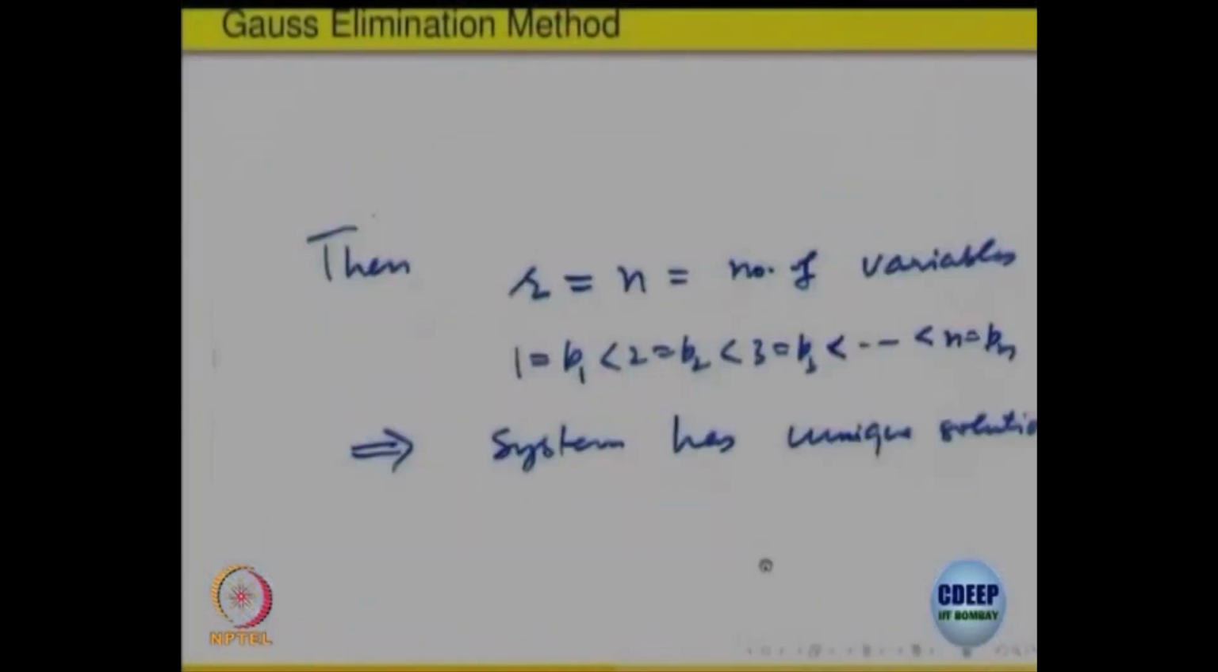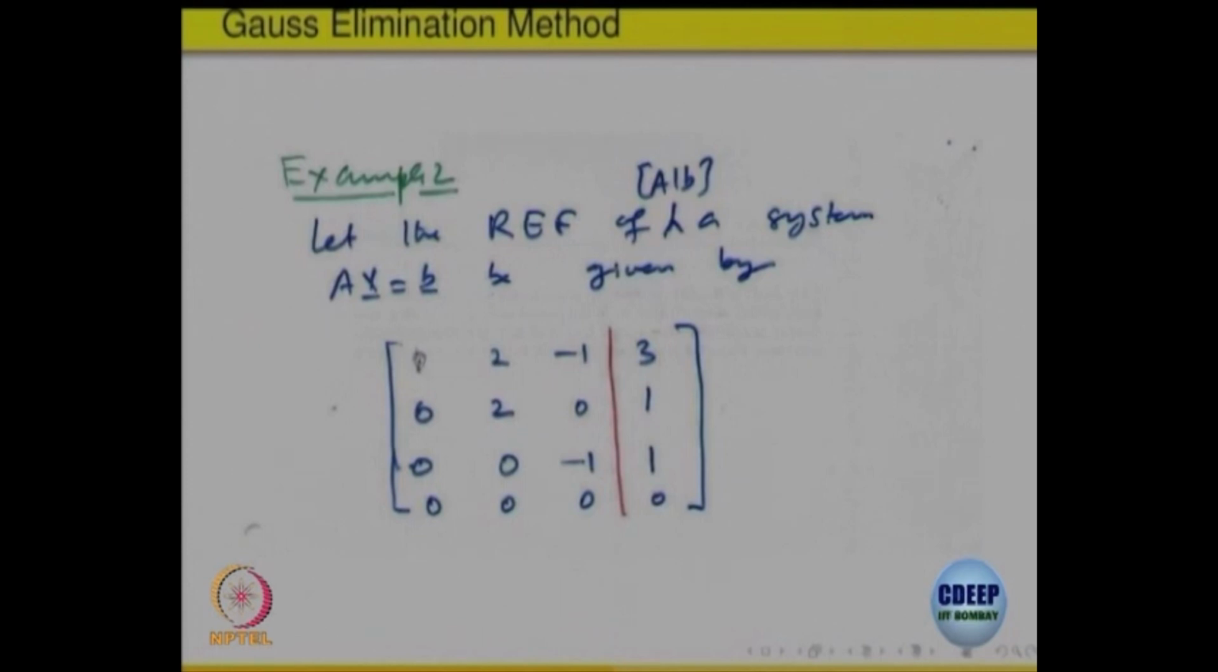So, these are observations we are putting together. R is equal to n, the number of variables, right. Here P1 is 1, P2 is 2, P3 is 3, and n is equal to 3 actually. So, the system has a unique solution, right. That is what I was saying. There are only 3 columns, each one is having a pivot, right. That means everything will be determined uniquely. Clear? So, R equal to n means unique solution.